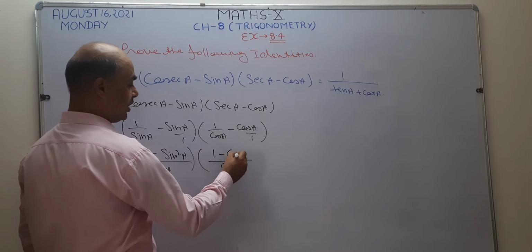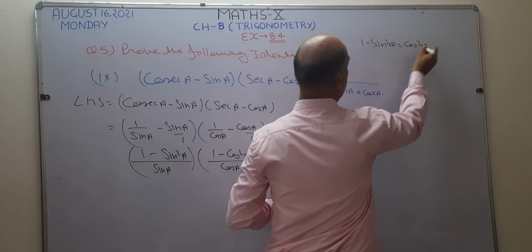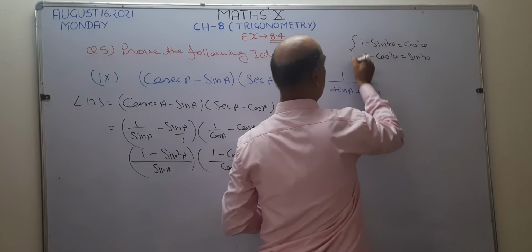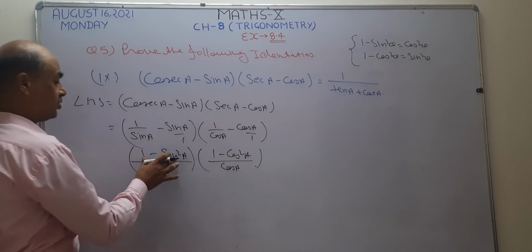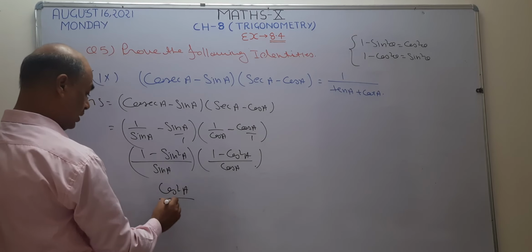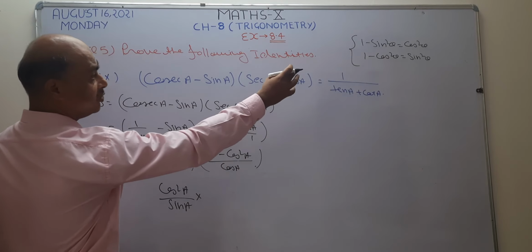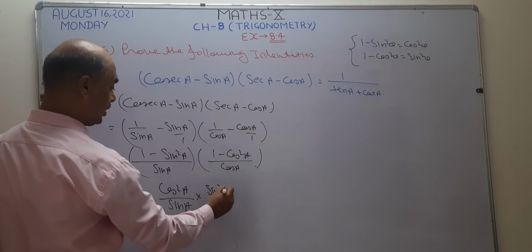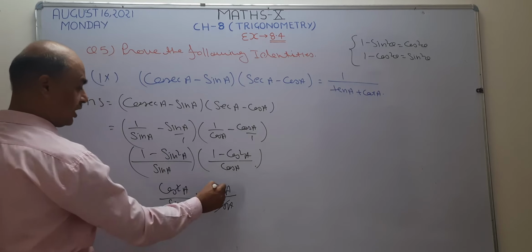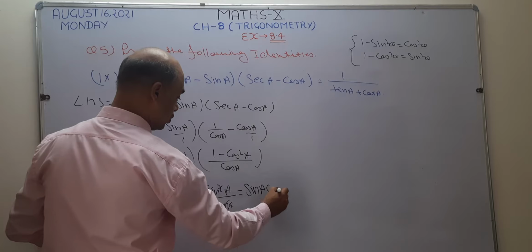Now I am going to use the identity. 1 minus sin square theta, you know, is equal to cos square theta, and 1 minus cos square theta is equal to sin square theta. I am going to use these two identities. So 1 minus sin square A can be written as cos square A. So write here cos square A upon sin A. 1 minus cos square A can be written as sin square A. So this becomes sin square A upon cos A. Now this cos is going to cancel with cos, and this sin can cancel with sin. What is left? Only sin A and cos A.